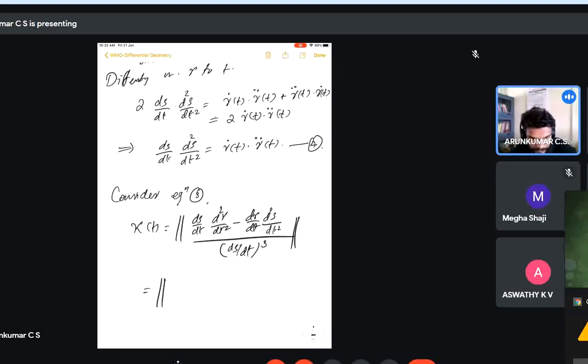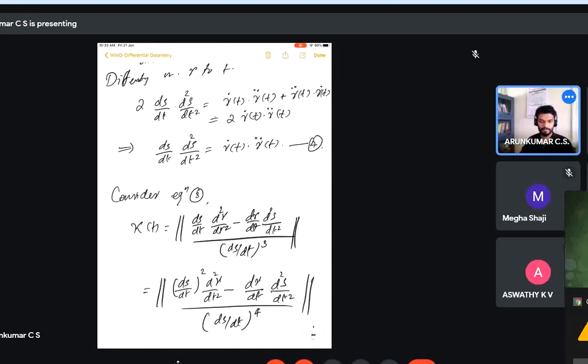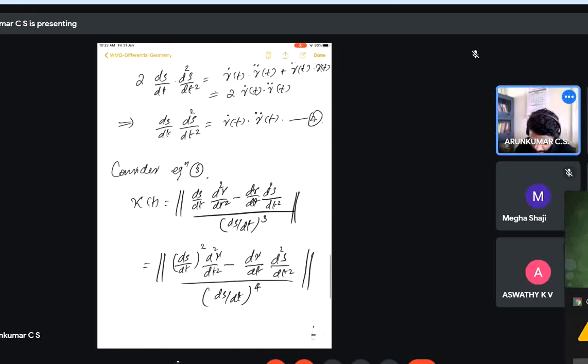On the right hand side, you multiply and divide by ds by dt. So we get ds by dt whole square, d square gamma by dt square minus d gamma by dt into d square s by dt square, divided by ds by dt raised to 4. Now we can substitute equation 3.